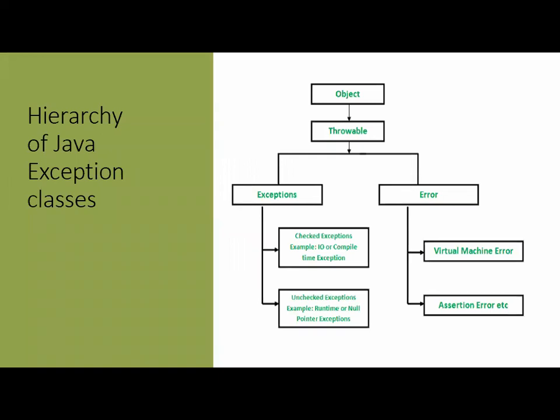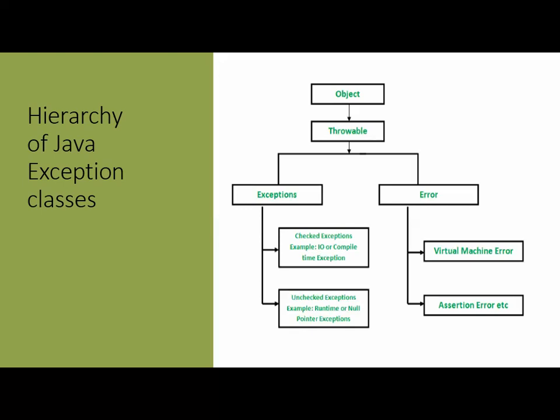This is the hierarchy of the Java exception classes. When an exception is raised, an exception object is created. All exception classes are subtypes of the java.lang.Exception class. The Exception class is a subclass of the Throwable class. Throwable is the parent class of the Java exception hierarchy, and it has two child classes, Exception and Error.